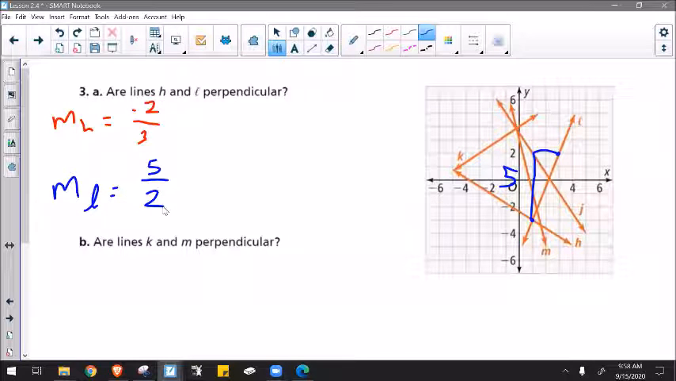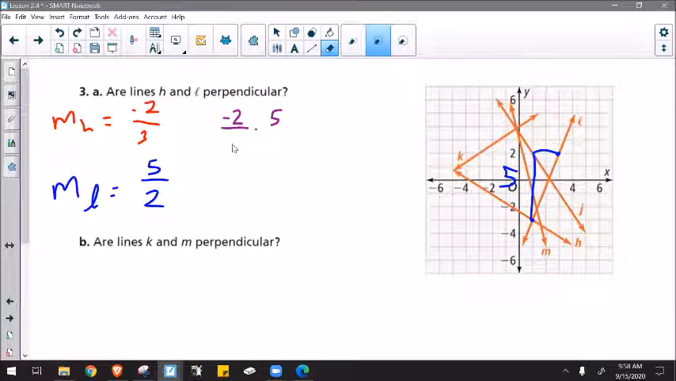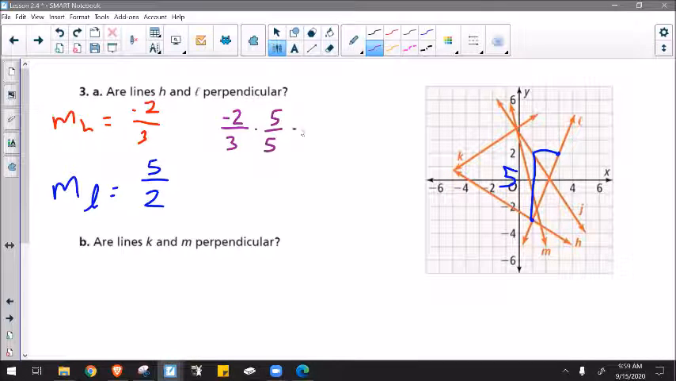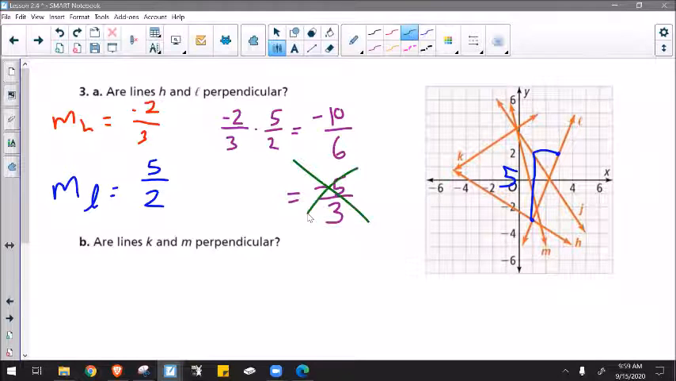So multiplying those two together, you got -2/3 times 5/2. You can already see that they're not perpendicular because the numbers aren't even the same. One's got a 3, the other one doesn't have a 3. That gives you -10 over 6, which simplifies down to -5/3. So that does not equal -1. So these two lines are not perpendicular.